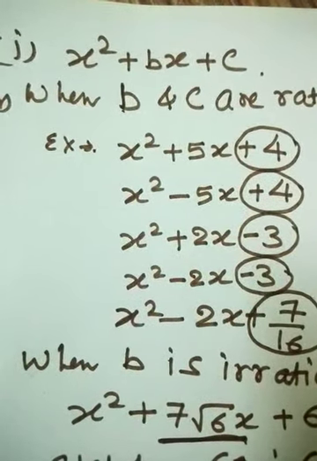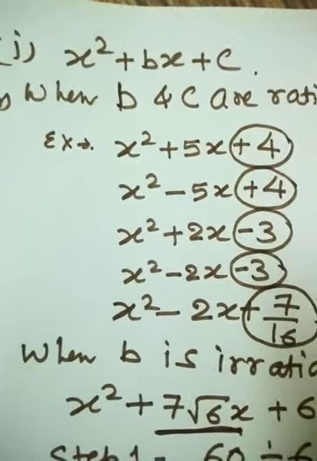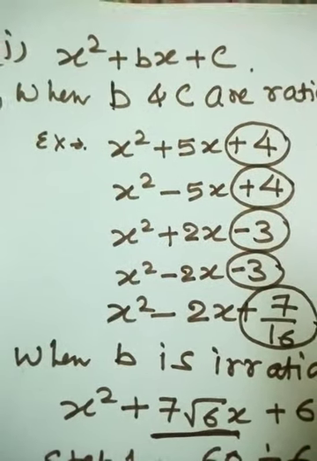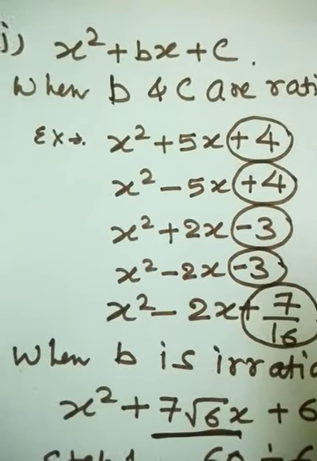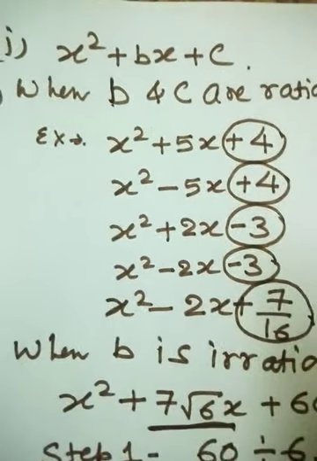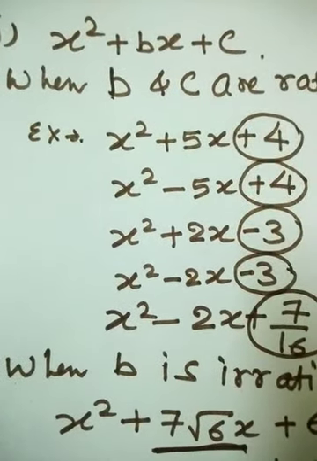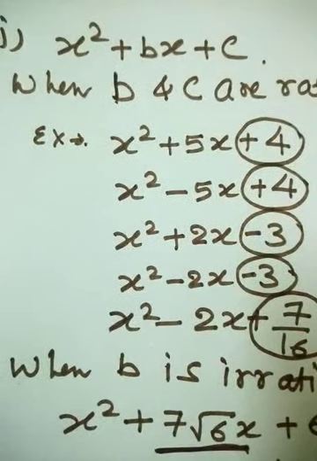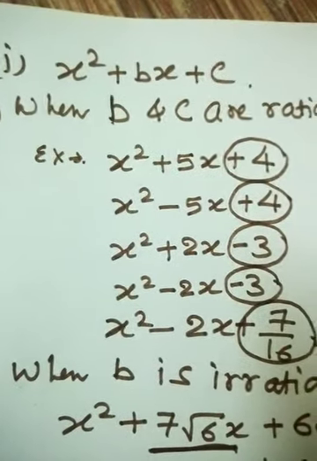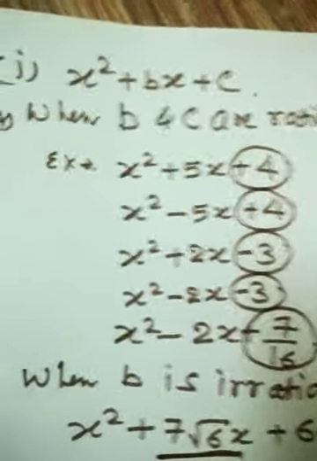4 into 1 is equal to 4 and 4 plus 1 is equal to 5. In the first one, you have to select plus 4 and plus 1. In the second one, minus 4 into minus 1. And just after that, the first will be factorized like this, that is x square plus 4x plus x plus 4. Again, by using the grouping method, we can factorize it easily. Okay.